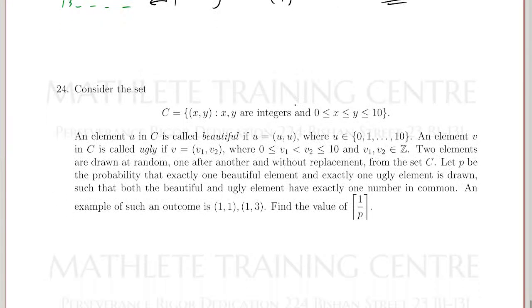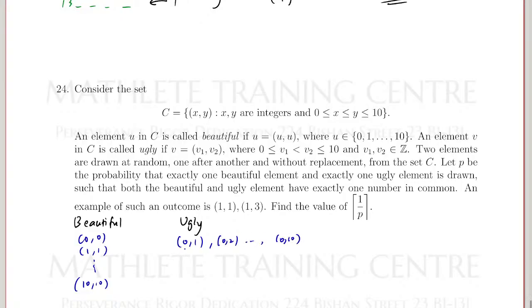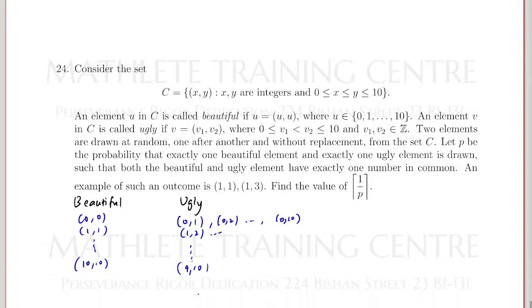So the pairs of numbers from 0 to 10 are categorized as beautiful and ugly. Beautiful numbers are those where the two coordinates are equal. Ugly numbers are those where the first coordinate is less than the second coordinate. So 0,1; 0,2; 0,10; 1,2; and of course all the way until 9,10. These are the only two things inside C, because C has a certain ordering: x must be less than or equal to y. If it's equal, it's the first case. If it's less, it's the second case. So these two things make up C.